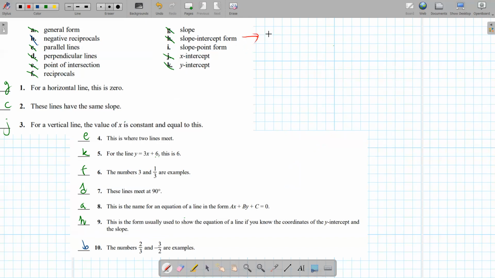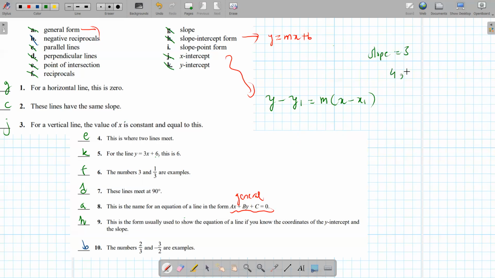So slope intercept form is y equals mx plus b. And then you have the general form, which is this one. And then we have the slope point form. Now, what is that? It looks something like this. Y minus y1 is equal to m(x minus x1). So instead of giving you the y-intercept, what they will give you is the slope. Let's say the slope is 3, and it passes through some point 4, 5. Write the equation of a line in slope point form using this information.